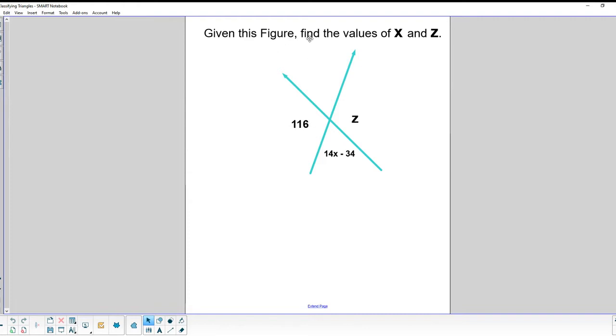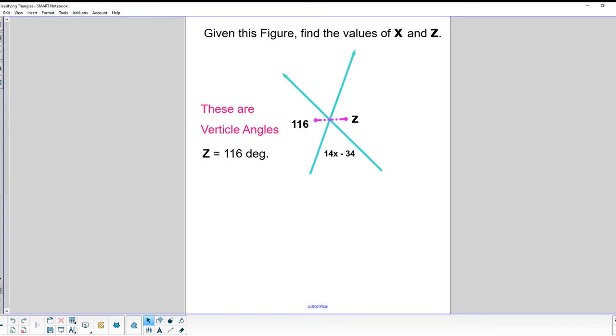So in this problem, it asks us to find x and z, and we notice that this 116 is straight across the intersection from z. So that means that is going to be a 116-degree angle. Pretty easy. Now to find x, we have to go with the idea that angles along this straight line right here combined with the x and this angle would equal 180 degrees.